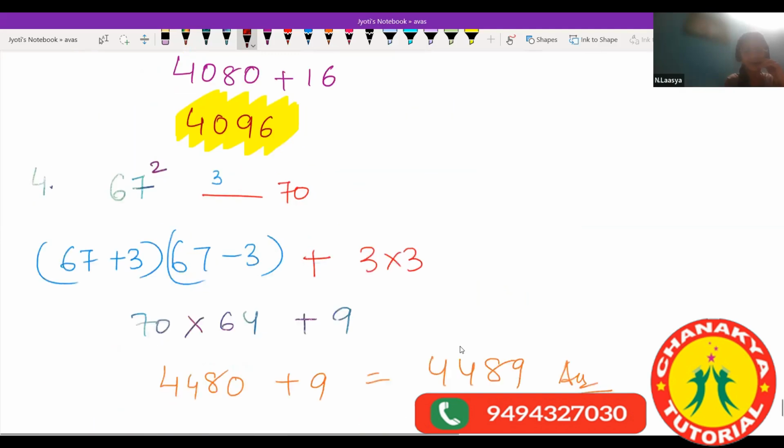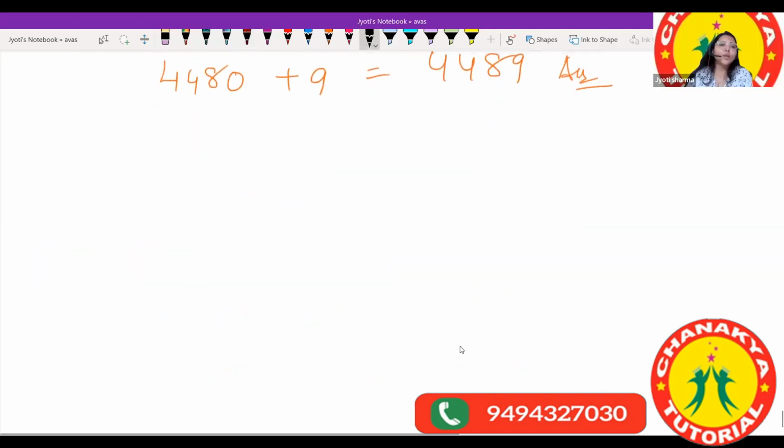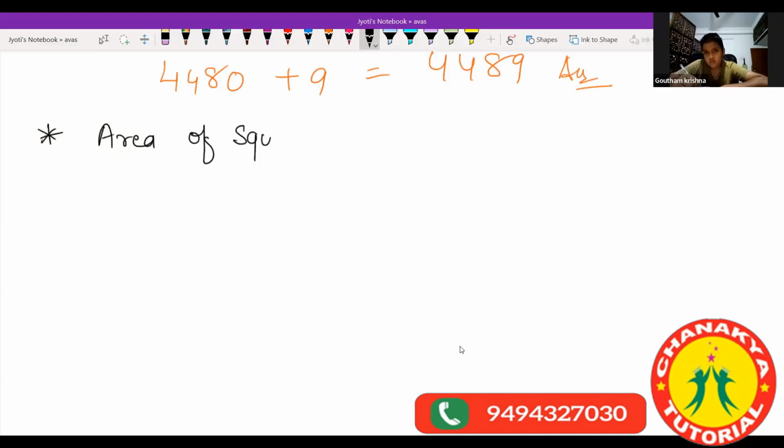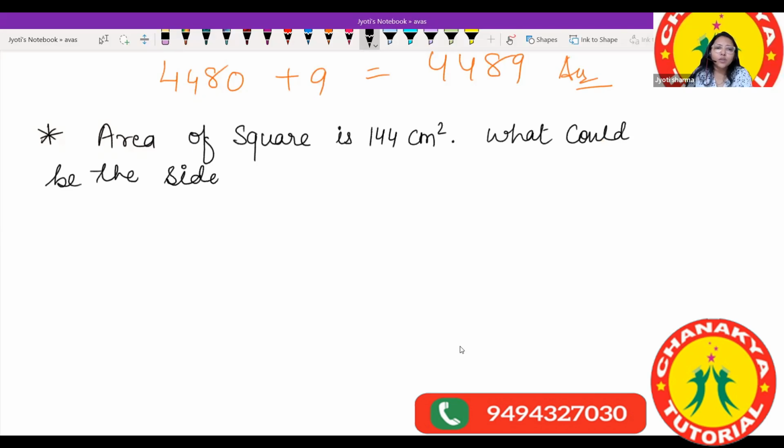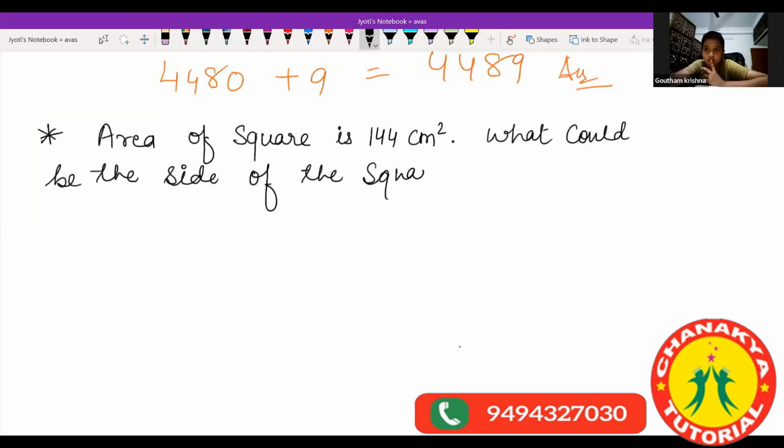All right. Now, kids, if I give you one question, let's say your question is: the area of a square is 144 centimeter square. What could be the side of the square? 12 centimeters, ma'am. Okay.